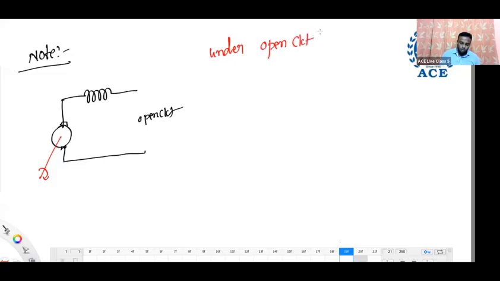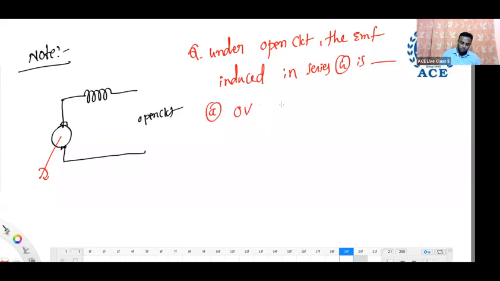question to all of you: under open circuit, the EMF induced in a series generator is dash. Options: 0 volt, 7 volts, 220 volts, none of these. What is the answer? Under open circuit, EMF induced in series generator is dash. What is your answer?